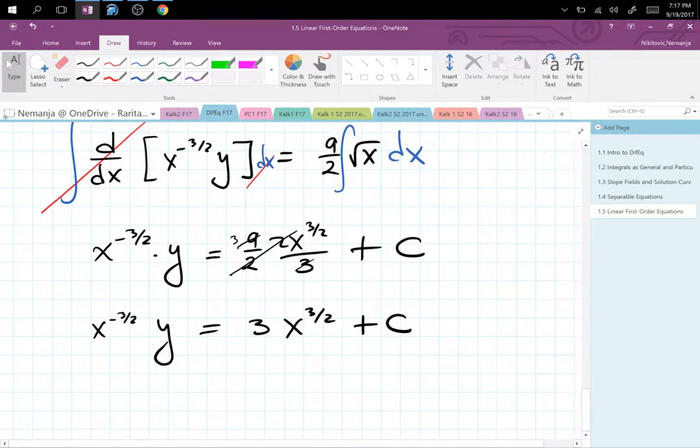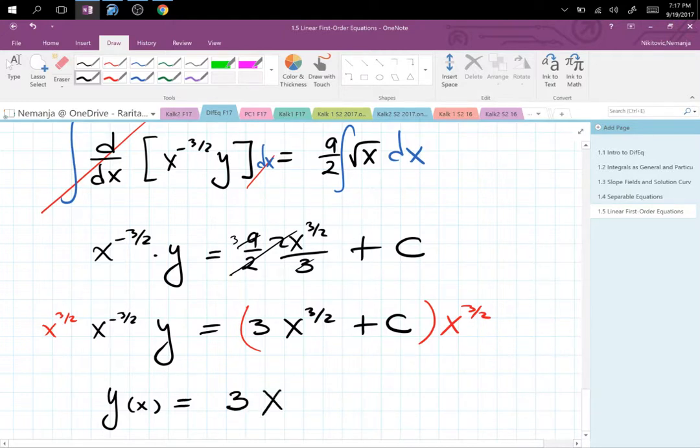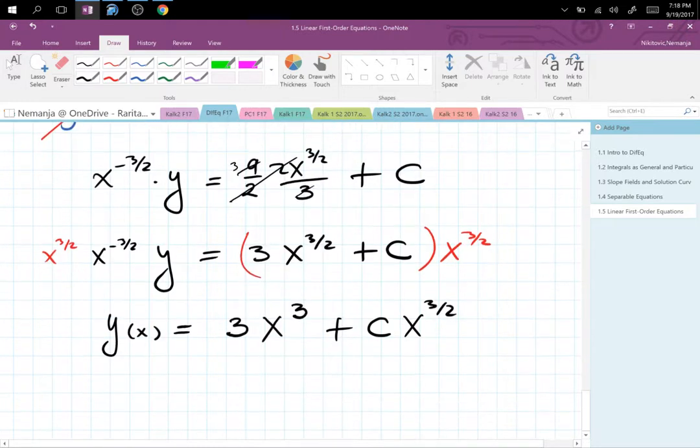We are going to multiply both sides by x to the 3/2, right? Because that will counter the negative 3/2, and then we'll get x to the 0, which is 1. So we only have y on the left. And on the right, as you distribute this, it becomes 3x to the, when you add these exponents, you get 6/6, so that's 3. Plus c times x to the 3/2. And this is your general solution.